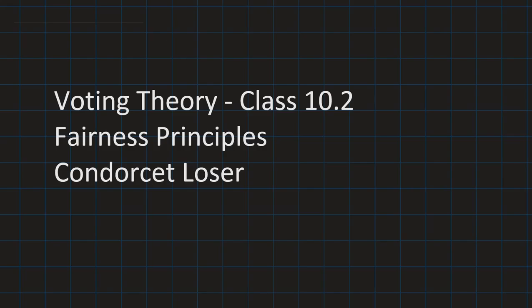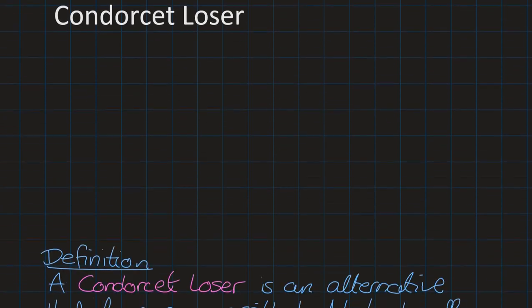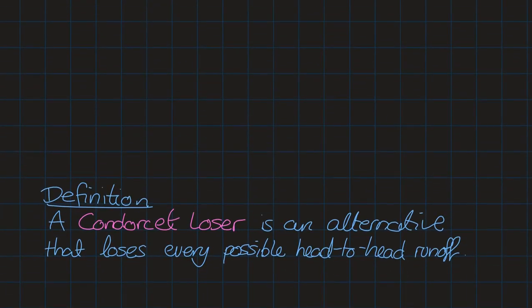Voting Theory Class 10 Video 2. In this video we're going to talk about a different fairness principle. We're going to talk about the Condorcet loser fairness principle. But first, we need to talk about what a Condorcet loser actually is.